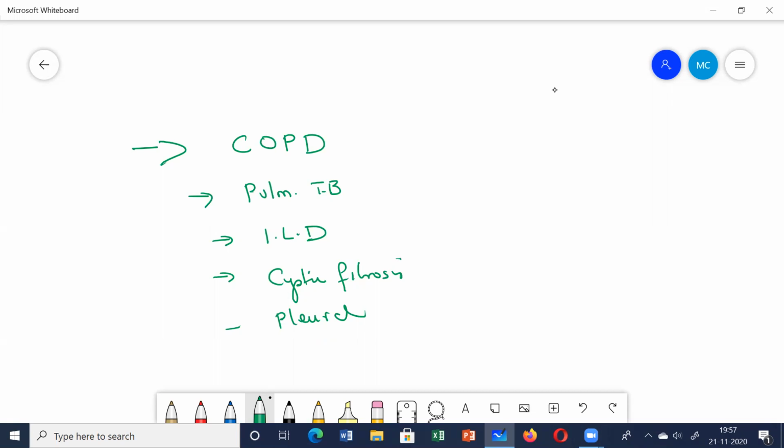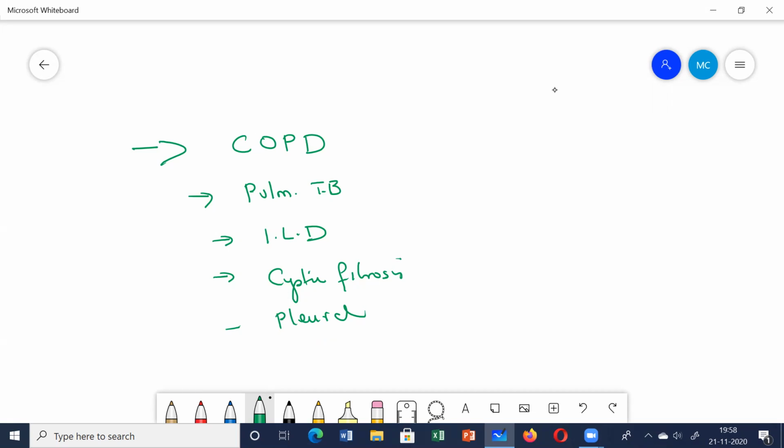Remember one thing very clearly. Hypoxia causes vasodilation in other vascular beds. It is only in the pulmonary vascular bed that it causes vasoconstriction. That is why it's called hypoxic pulmonary vasoconstriction. The hypoxia causes vasoconstriction only in the pulmonary bed, in the pulmonary arteries.